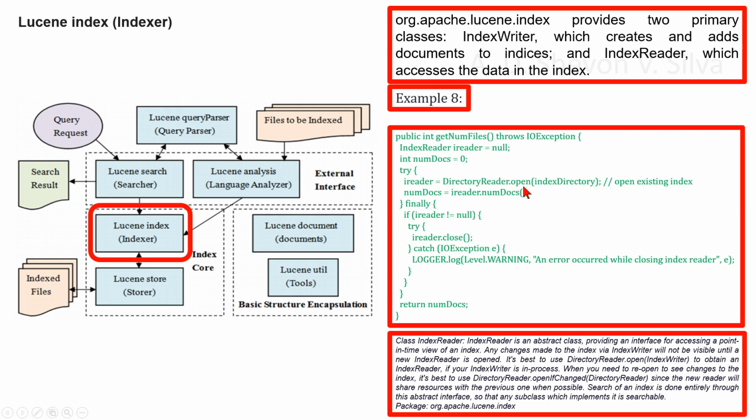If your IndexWriter is in progress, when you need to reopen to see changes in the index, it's best to use DirectoryReader.openIfChanged, since the new reader will share resources with the previous one when possible. Search of an index is done entirely through this abstract interface, so that any subclass which implements it is searchable. This is in package org.apache.lucene.index. This is opening an existing index here.